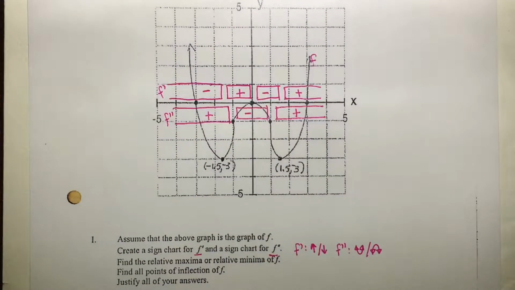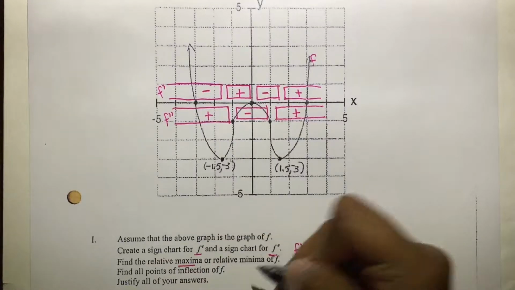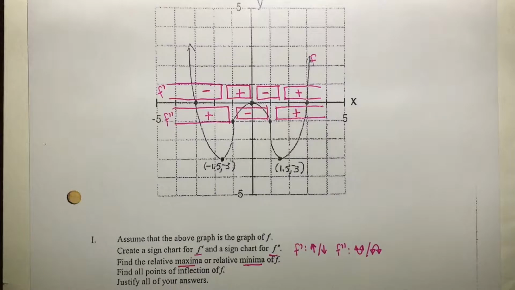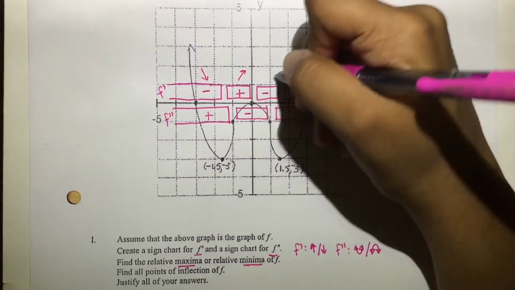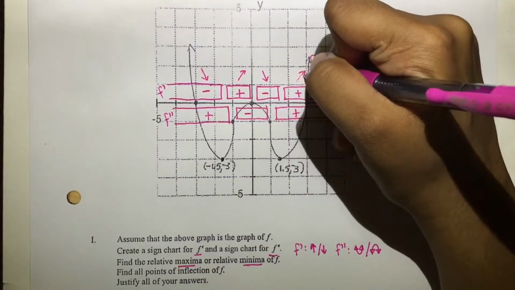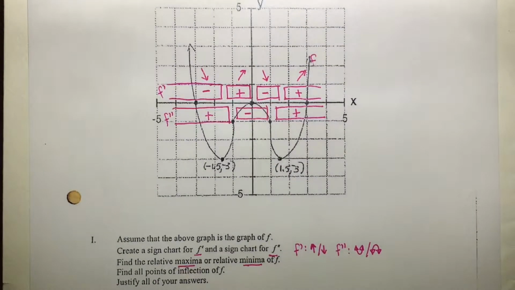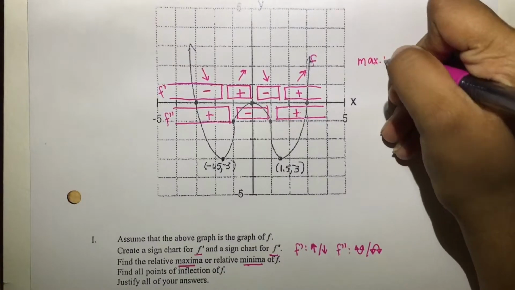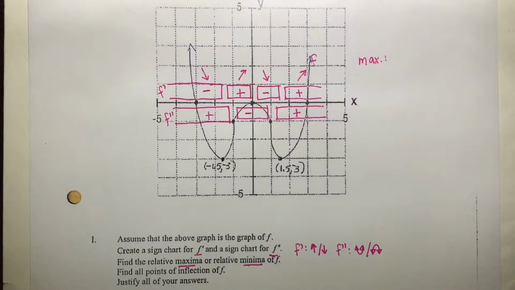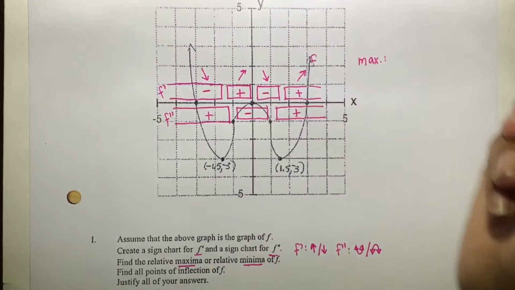Now we must find the maxima and minima of the graph of f. To do that, we can use the f prime sign chart, because from the sign chart we can see that the graph is first decreasing, then increasing, then decreasing, and then finally increasing. Therefore, we know that there must be a maximum when the graph goes from increasing to decreasing, or positive to negative. And that point is at 0, 0.